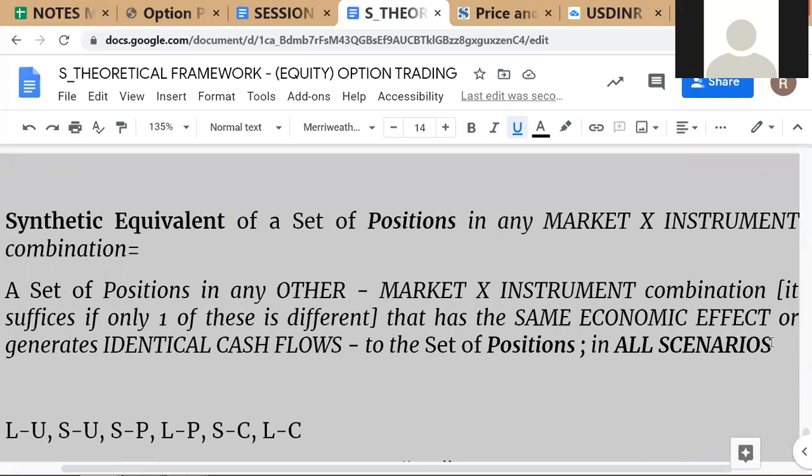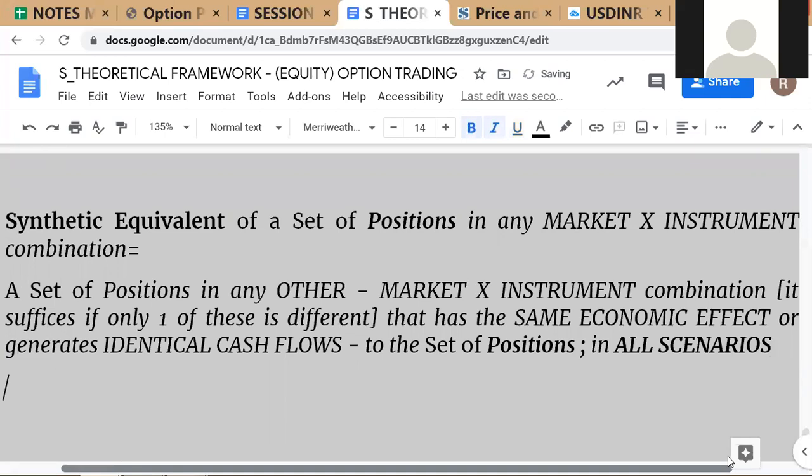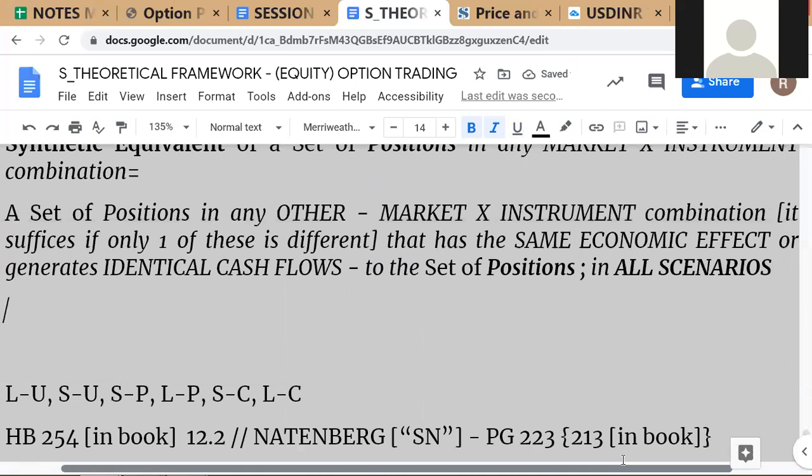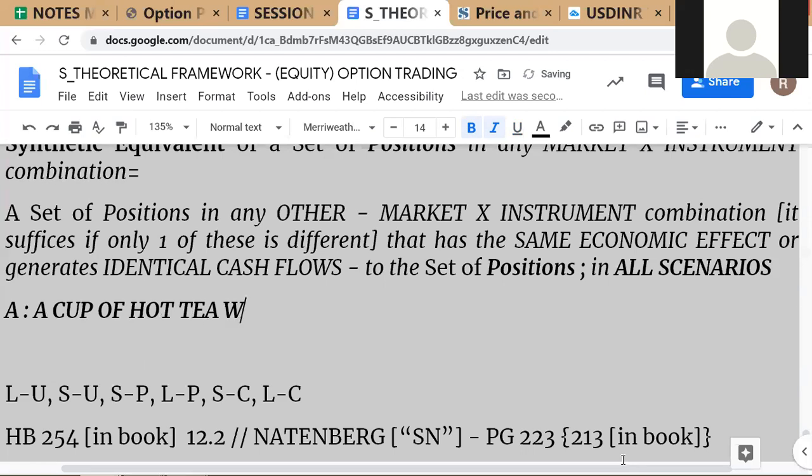But instead of memorizing this, try to understand it. I'll give you a very crude example. So here you have two positions, just to understand the concept. Let's say A. A is a cup of hot tea with milk and sugar. So in A you have a cup of hot tea with milk and sugar, right?